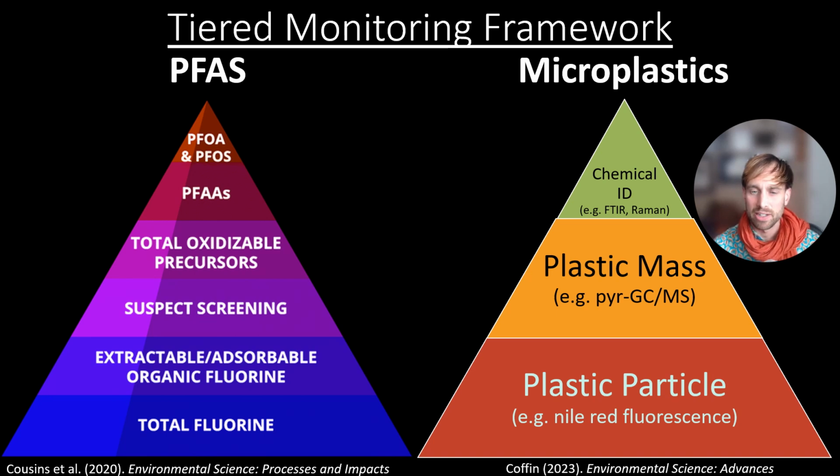An example of how this might be done in practice is through our proposed tiered monitoring framework, where one could use a fast and inexpensive tool such as Nile red fluorescence to identify likely plastic particles in certain samples. And then above a certain threshold, they would then go and use a more targeted method such as pyrolysis GCMS to get the mass of the plastic particles, or using our FTIR and Raman. This framework is very similar to another tiered monitoring framework that has recently been developed for per and polyfluoroalkylated substances, or PFAS.